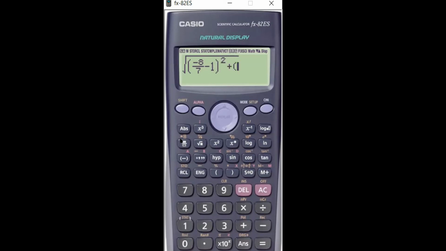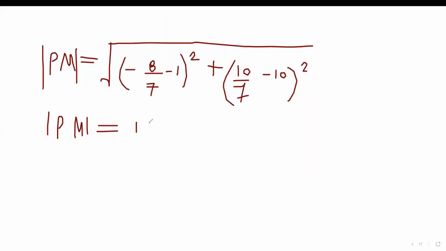plus, next bracket now, we have, what was that again? 10 over 7 minus, the y value was 10 all square. 15 root 17 over 7 or 8.83. 15 root 7 over 7. That's the distance PM. 15 root 7 over 7.